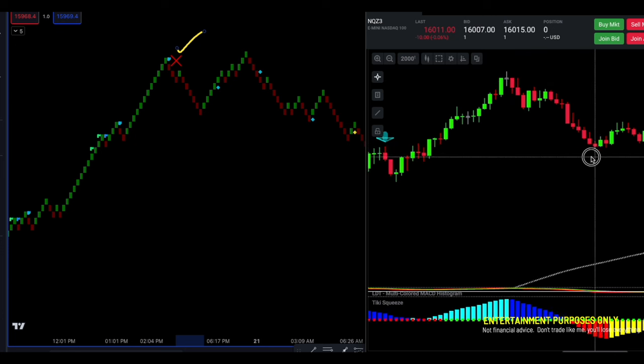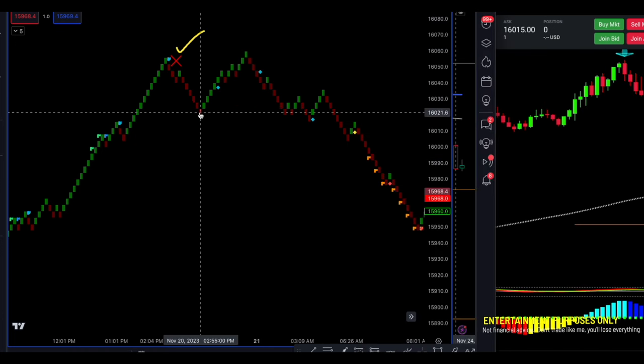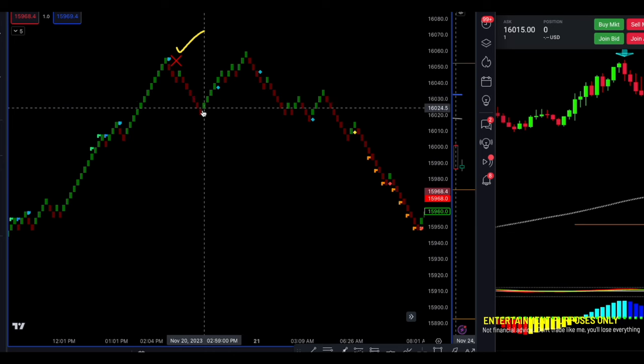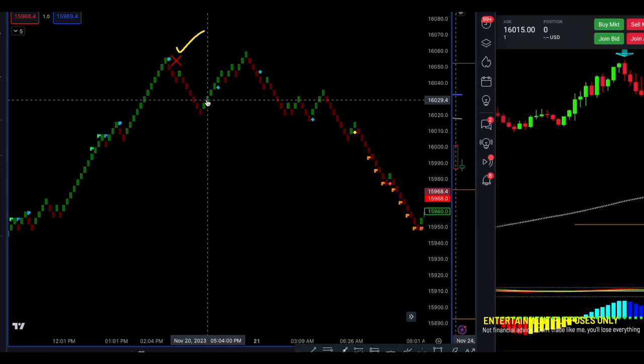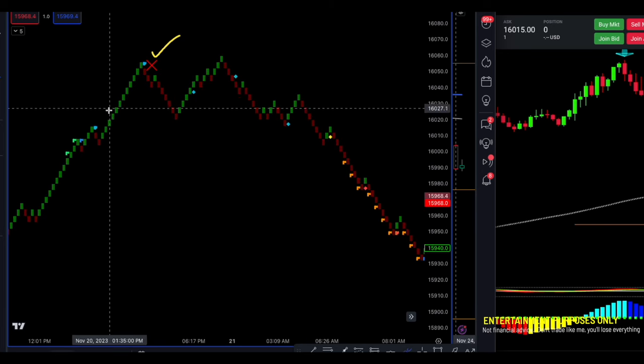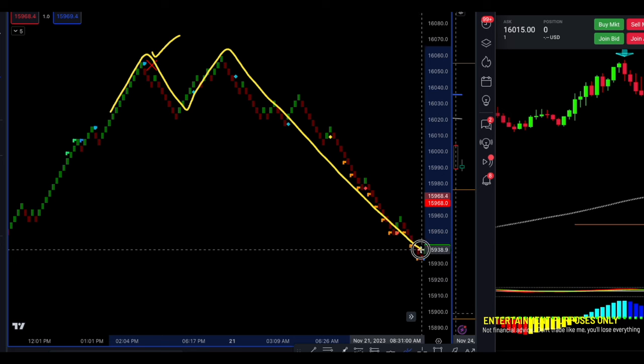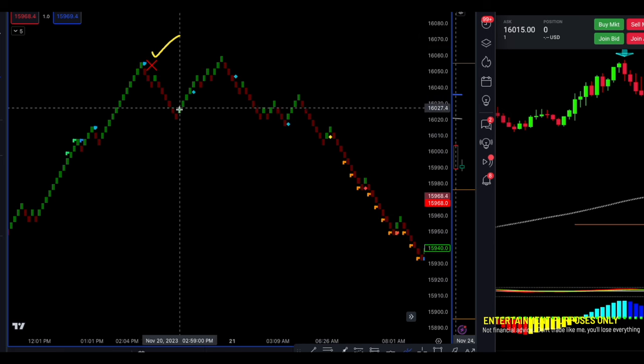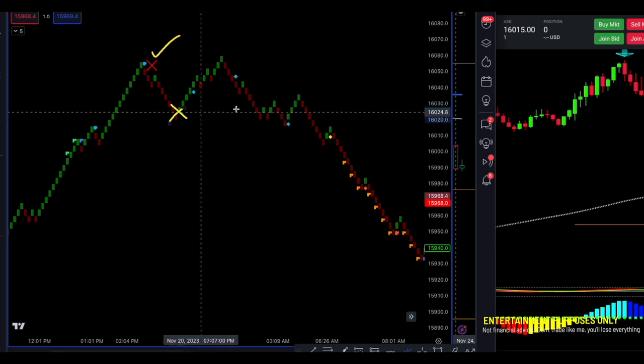We do go down here, all the way into here. We start to pop back up. Once we pop back up a couple of candles, I'm probably going to get out. Now you'll notice that we've formed a double top. So I got out of the trade here as we pop back up.